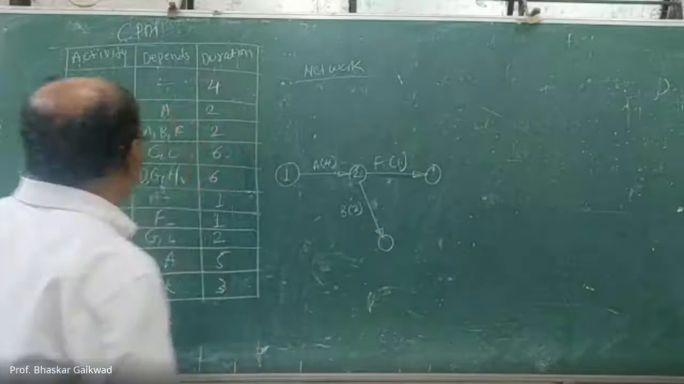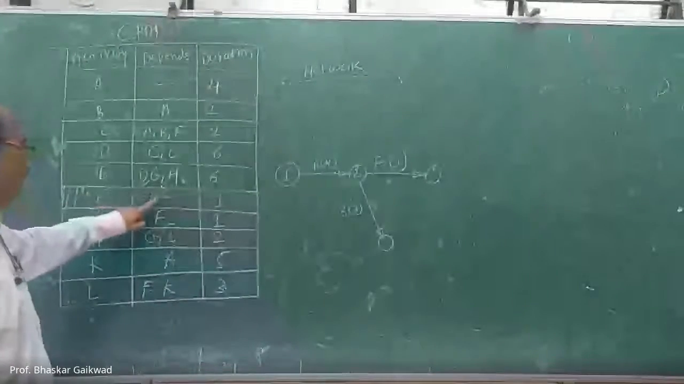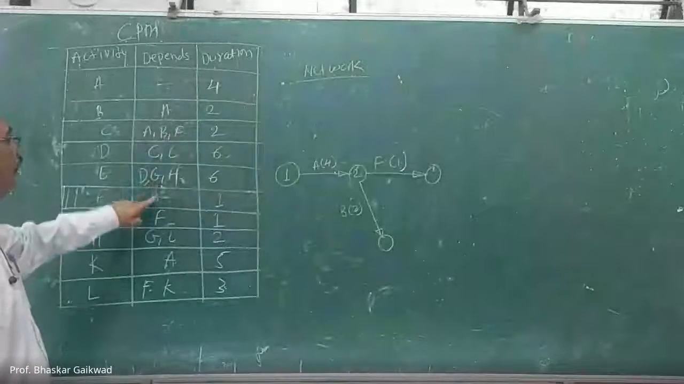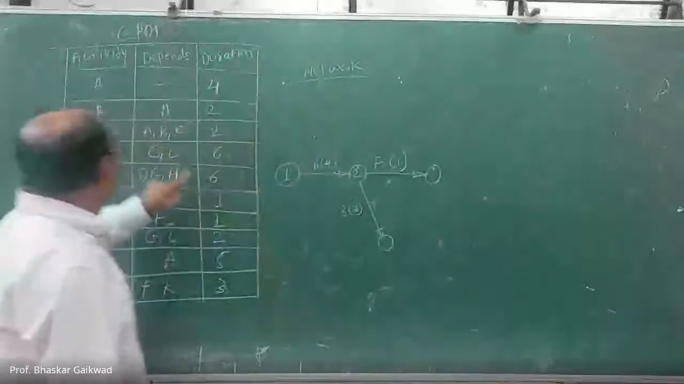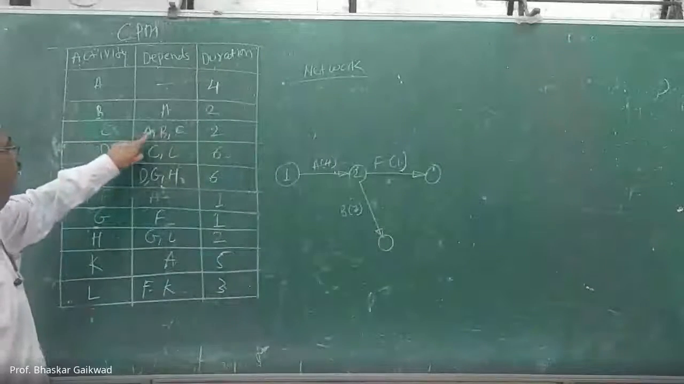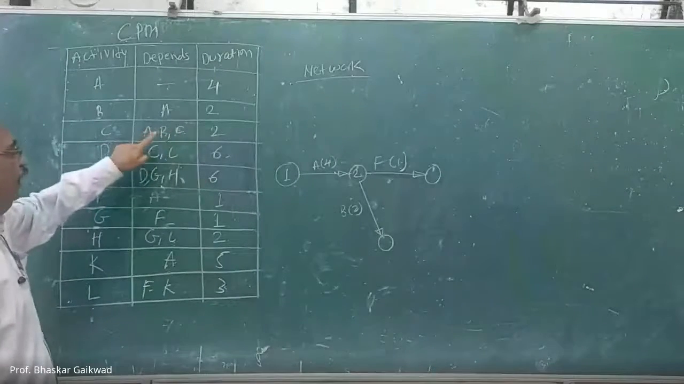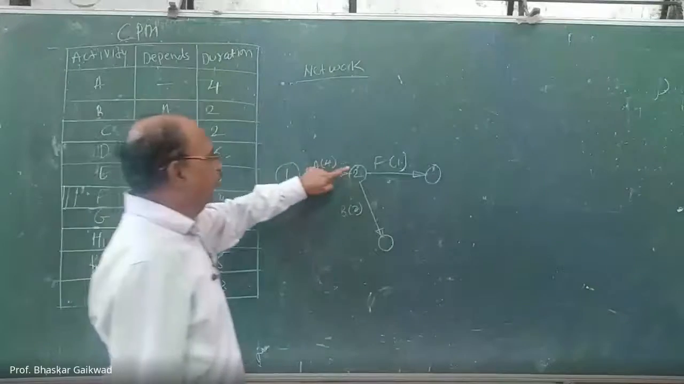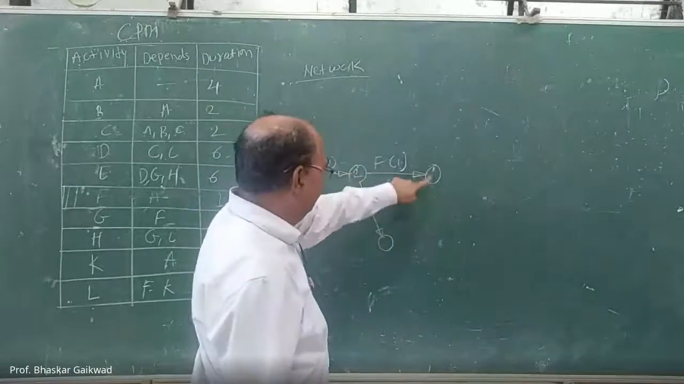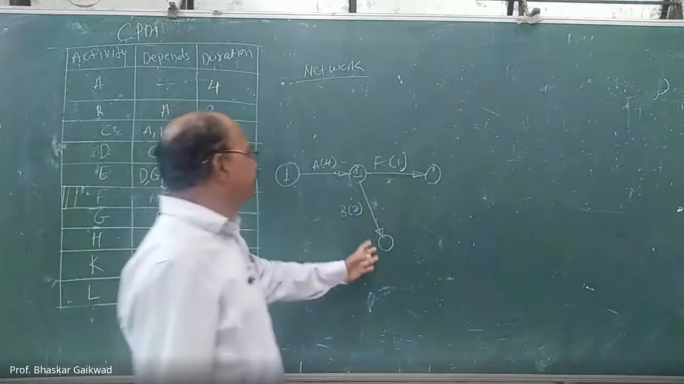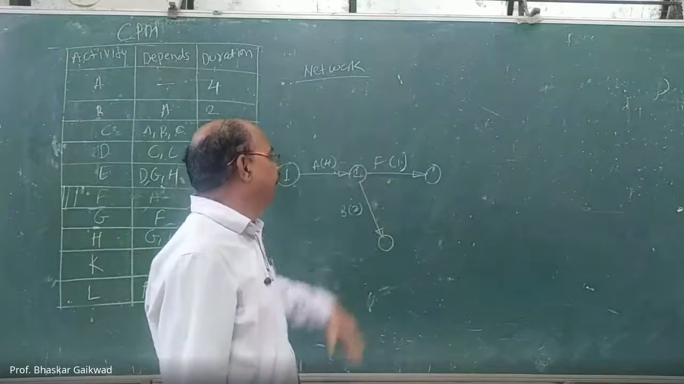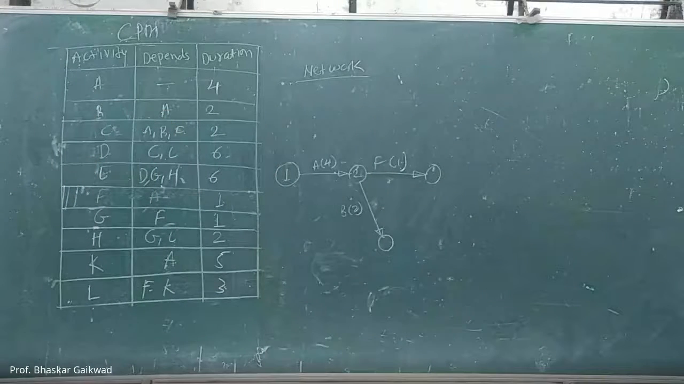Now C activity. F we have decided is starting from the end of A. Now we have got F. Now C depends on A, B and F. From this C will start. But B is this side, F is this side, A is here. So how can we make that C?